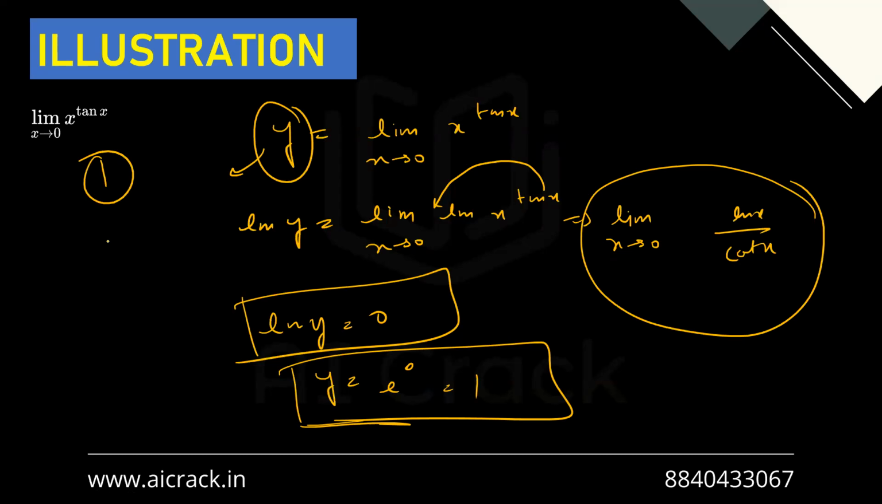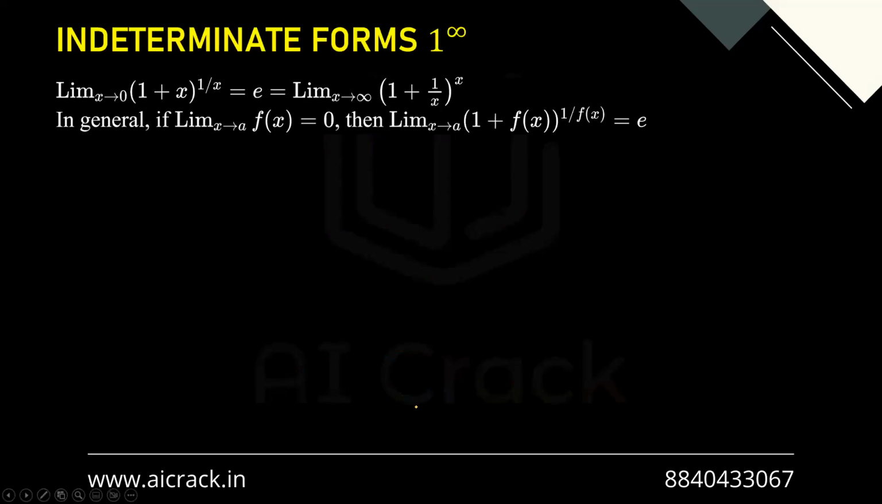This method would apply also for infinity raised to the power 0. You just have to follow the same process. Take ln on both sides, convert that into 0 by 0 or infinity by infinity format, and use L'Hopital or other methods to find the limit, and then reverse the process to find the original limit. Okay. Now let's talk about the last indeterminate form, that is 1 raised to infinity, and it is one of the most important indeterminate forms.